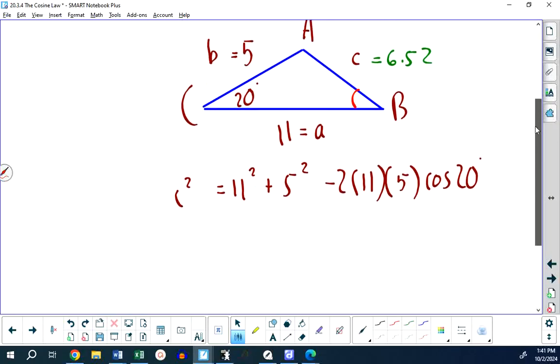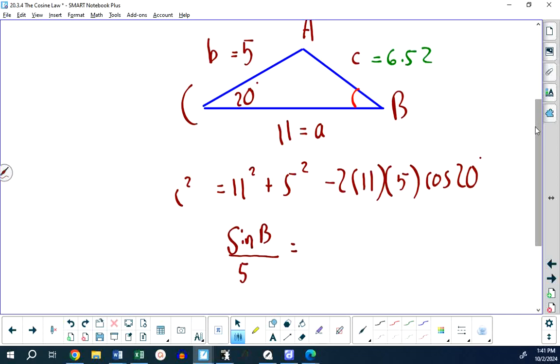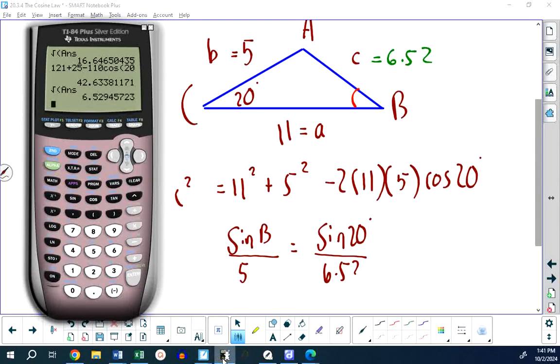So what am I going to write here? I'm going to write sine B over 5 equals, I guess, sine 20 over my answer of 6.52. And then we'll be done. Well, then we have to find that third angle, but that's easy.